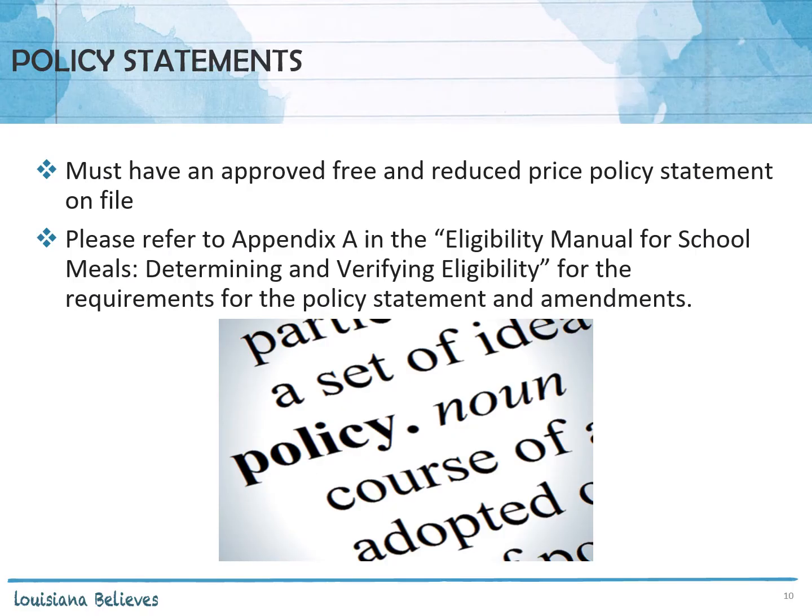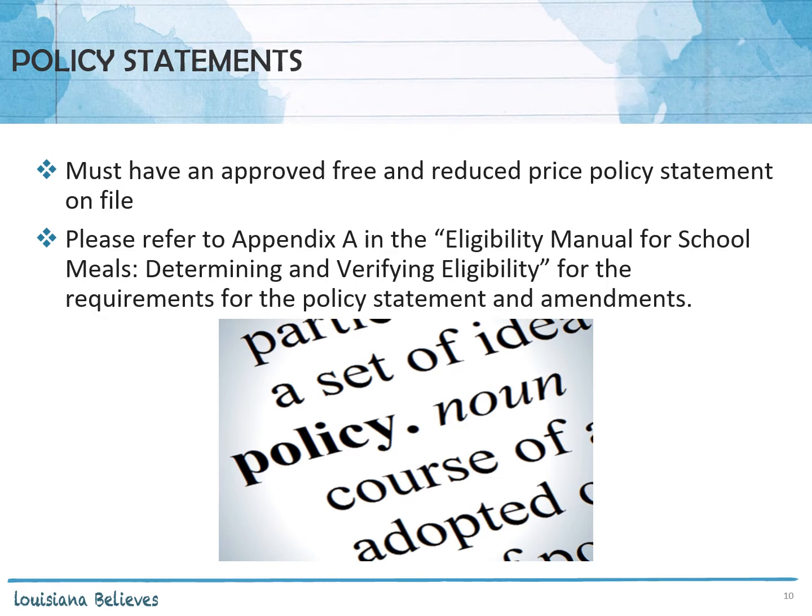Each SFA or school food authority participating in the National School Lunch and Breakfast programs must have an approved free and reduced price policy statement on file at the state agency. When an SFA begins participation in the NSLP or SBP, the SFA must submit a policy statement to the state agency for approval as part of the application process. Once approved, the policy statement becomes a permanent document, though it must be amended when the SFA makes a substantive change in its free and reduced price policy statement.